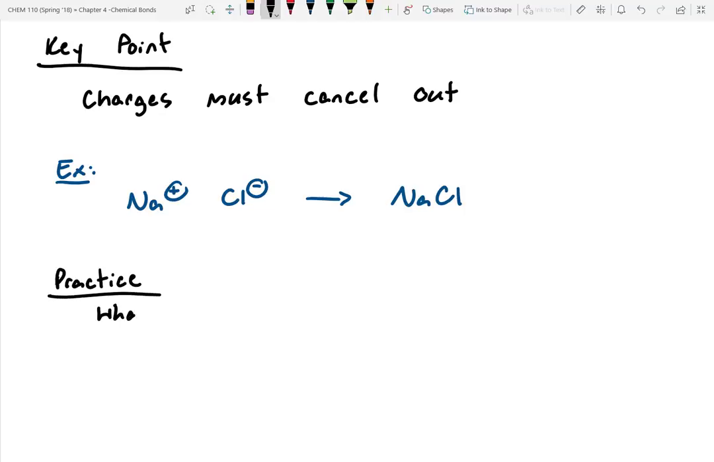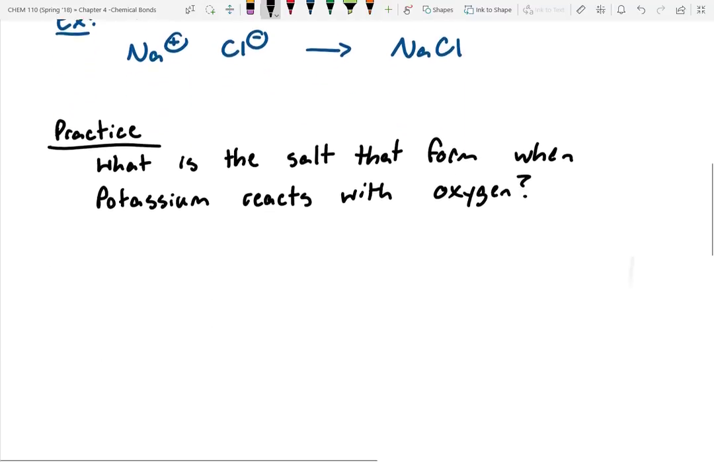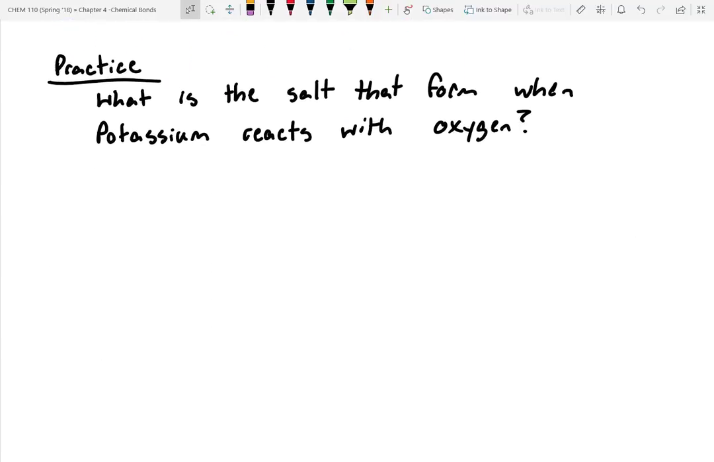So for this practice one, what is the salt that forms? Salt is another word for ionic compound. When potassium reacts with oxygen, I'll give you a minute to think about this, but let's first start by drawing a neutral potassium atom. How many valence electrons will potassium have? 1. All right, and then we know it's reacting with oxygen. How many valence electrons does oxygen have? Should have 6, right?